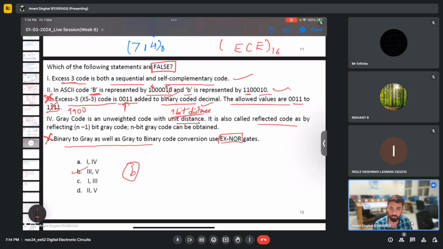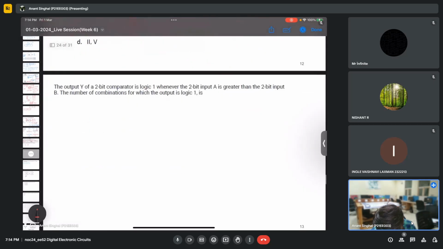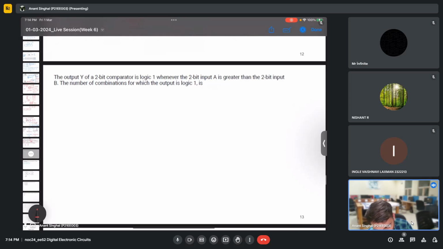So I've done it quickly because this is purely theoretical. I don't want to waste much time on that. So this is a good question. The output Y of a 2-bit comparator is logic 1 whenever the 2-bit input A is greater than the 2-bit input B. We need to find out how many combinations are possible for which the output is logic 1. So maybe you can try it out. You can take 2 minutes if you can get some answer.